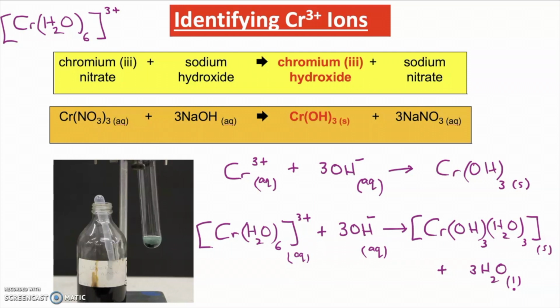Now the other thing to mention here is that the oxidation state of chromium does not change during the reaction. If we look at the top equation, we can see that we have a 3+ charge, so the oxidation state of chromium is +3. And when we form chromium hydroxide, Cr(OH)3, the chromium is still a +3 oxidation state.